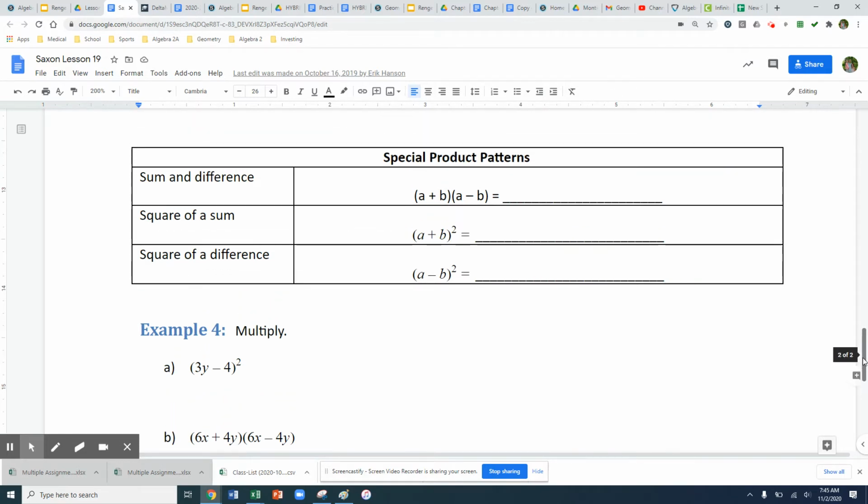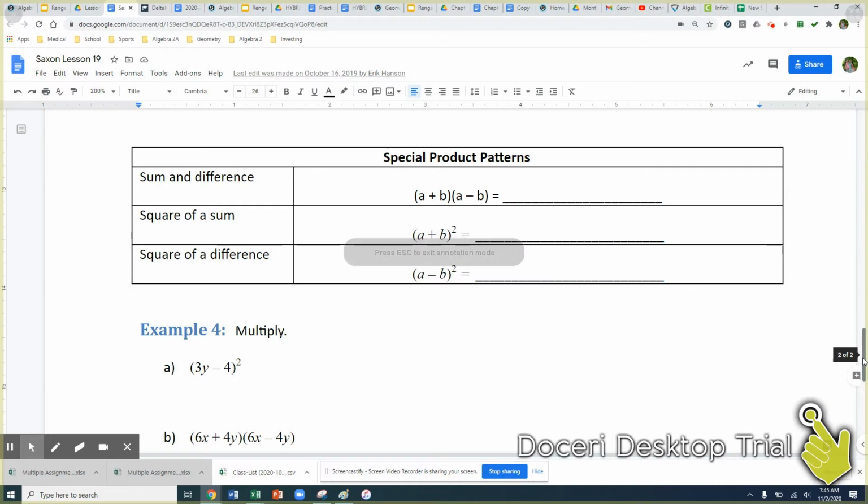Okay. So looking at some special product patterns. So first is called a sum and a difference. So when you FOIL out certain special cases, there can be some patterns that we see. But I'm also going to show you that you can just still use FOIL. So FOIL is going to be what we're going to use for all of these. But in any case, you could FOIL this out.